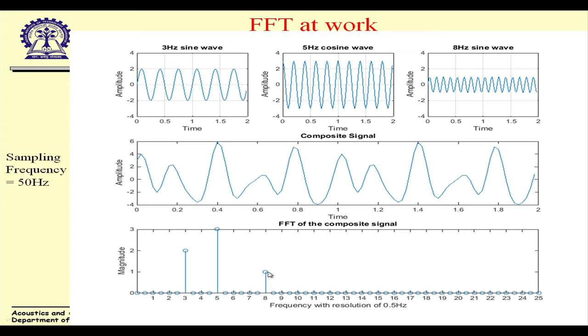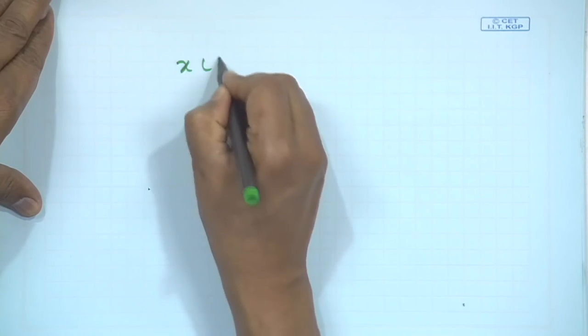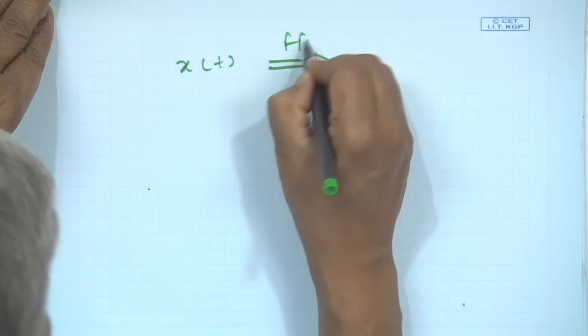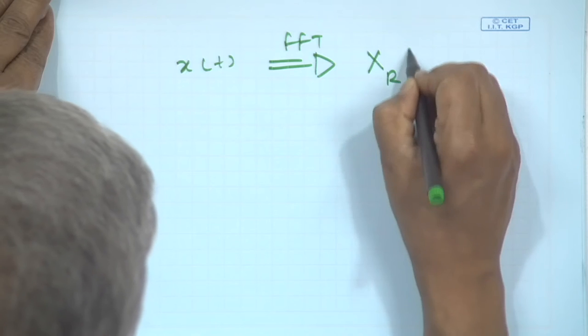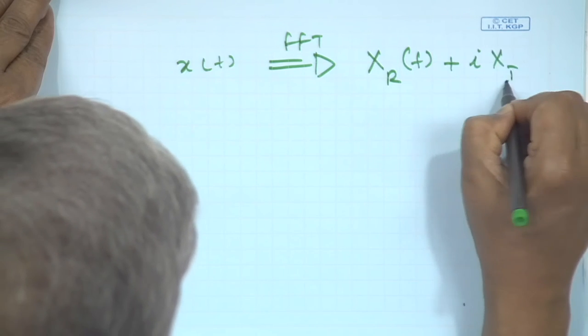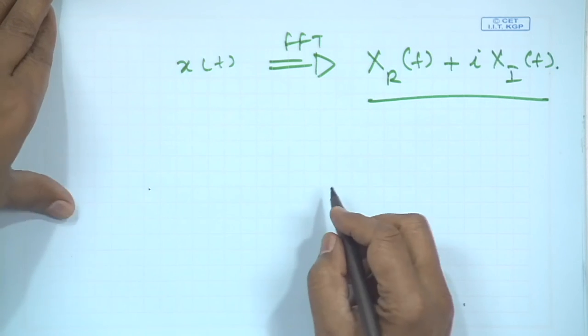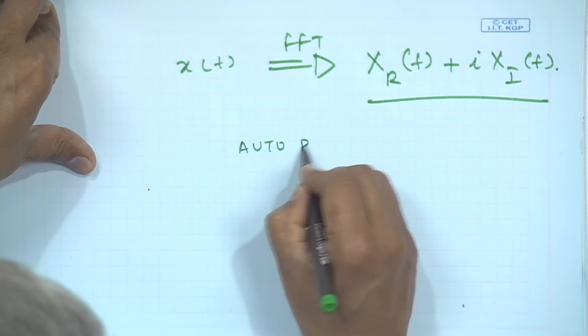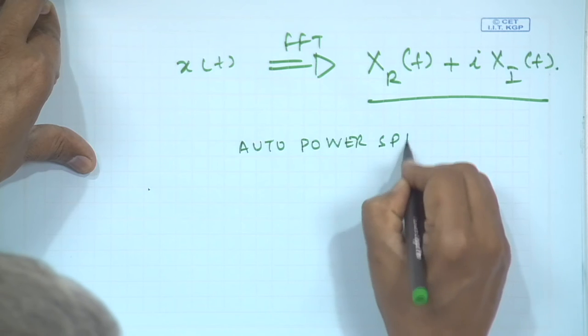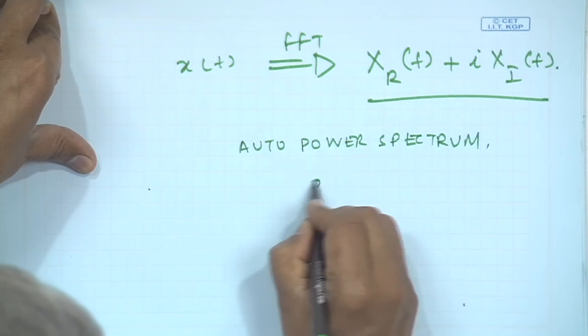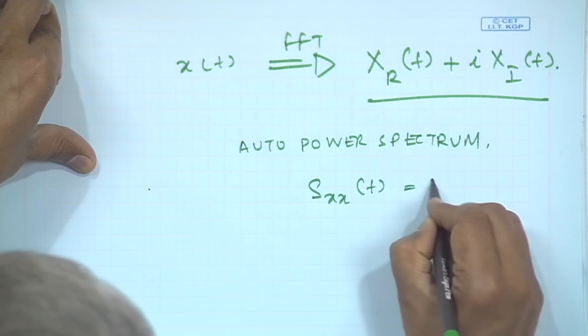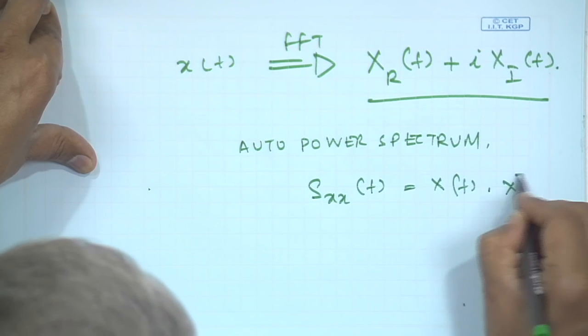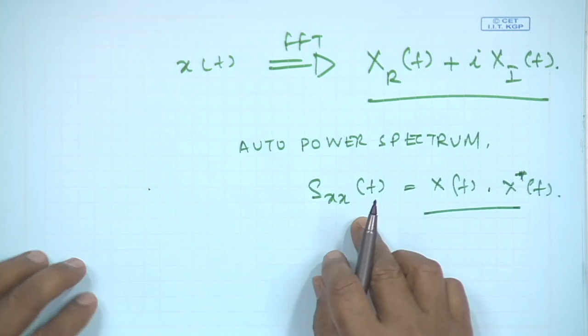By the way, FFT is a complex number. If I have a signal x(t) and do a Fourier transform, I will get an x real and an x imaginary in the frequency domain. I can find out certain properties of the signals, like what is known as the auto power spectrum, sometimes represented as Sxx(f), which is X(f) times the conjugate of X(f). Auto power spectrum is an energy quantity, and it is a real quantity.